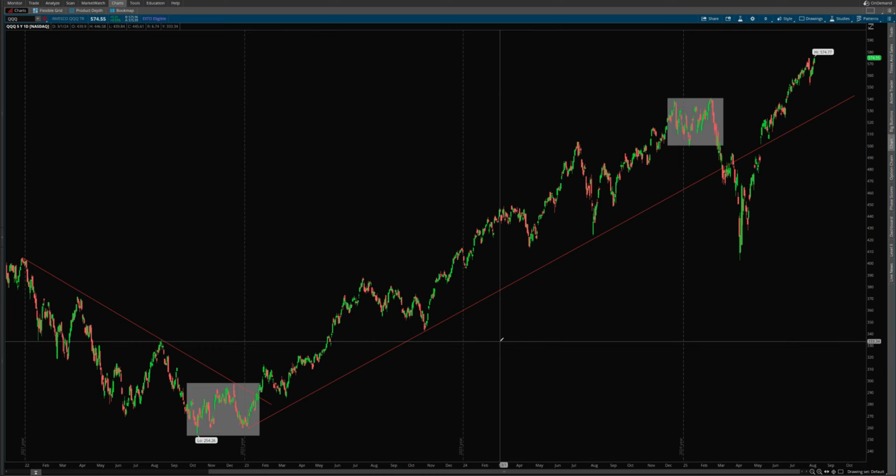So here's some quick tools to measure trend. Obviously, we talked about the trend lines and channels, volume, right? Healthy trends often see increases in volume as the trend gets stronger and stronger.